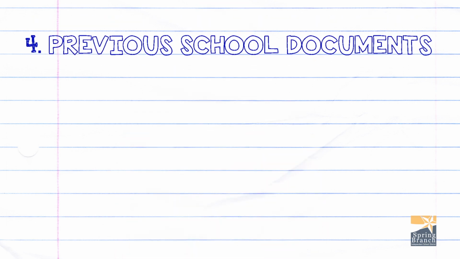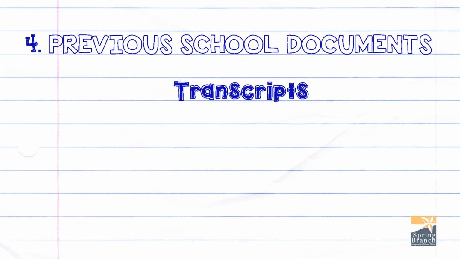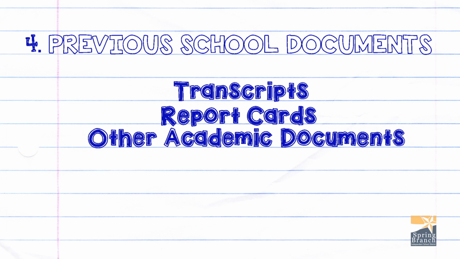And finally, the last thing a parent needs to provide Spring Branch with in order to enroll their child is a transcript, report card, or any document from the last school attended that gives an indication as to their level of education. Any information that will help Spring Branch determine the level of education received by your child at their previous school, whether it was here in the United States or internationally, would be extremely helpful.